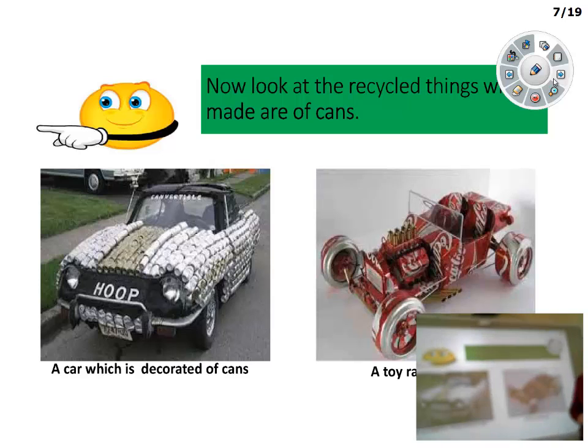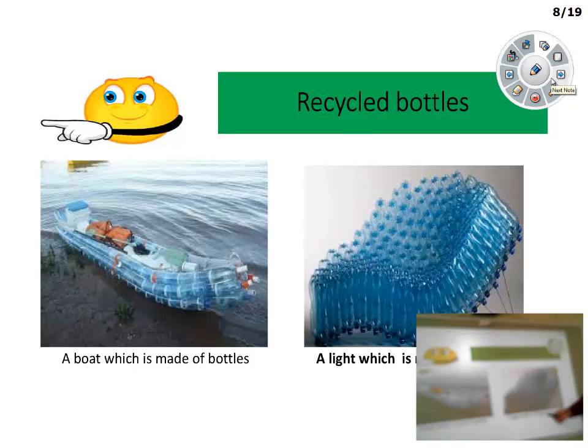This car is made of cans and this is the car decoration. And look at this picture. This toy car is made of the old and used cans. This is the toy racing car. And now, look at this. This is a boat. This boat is made of used bottles. And this is the light, which is made of bottles.